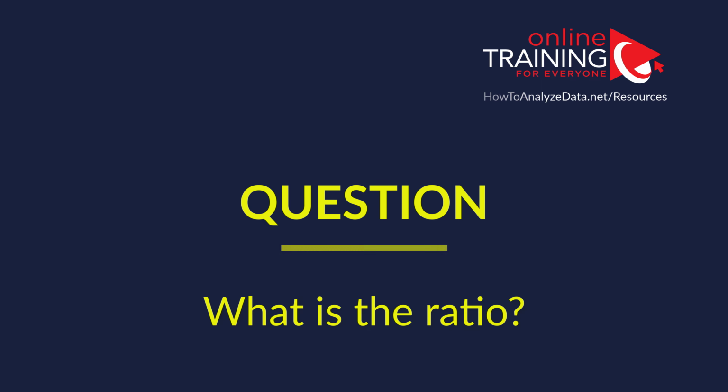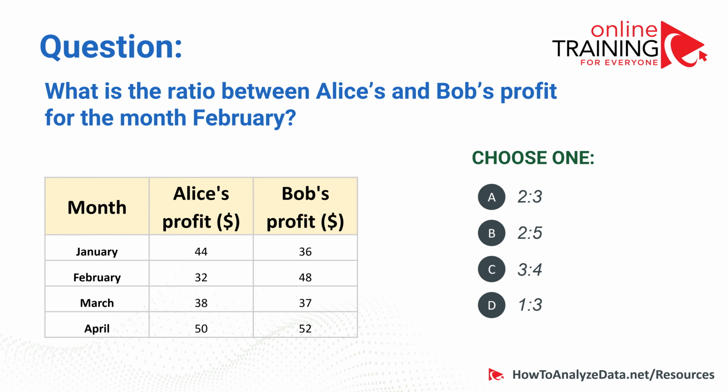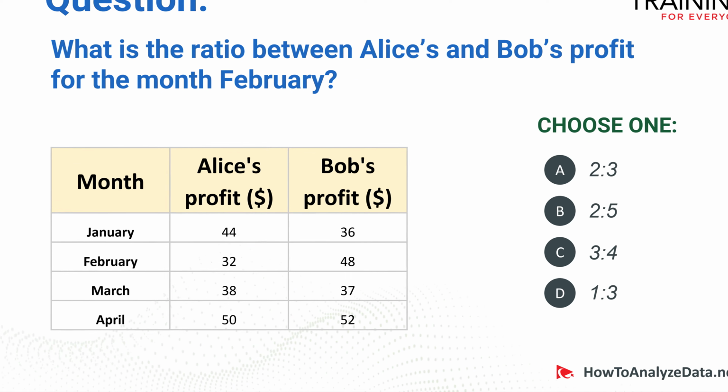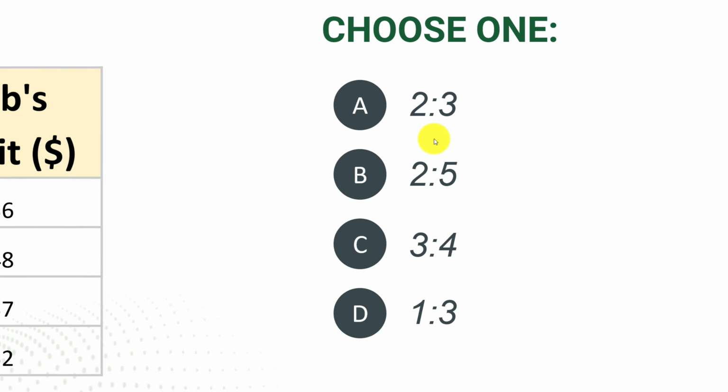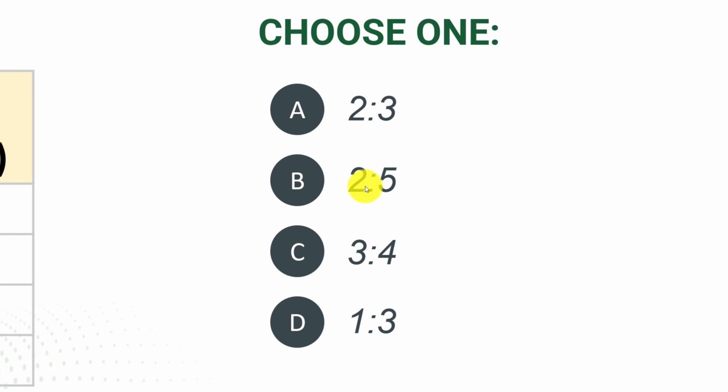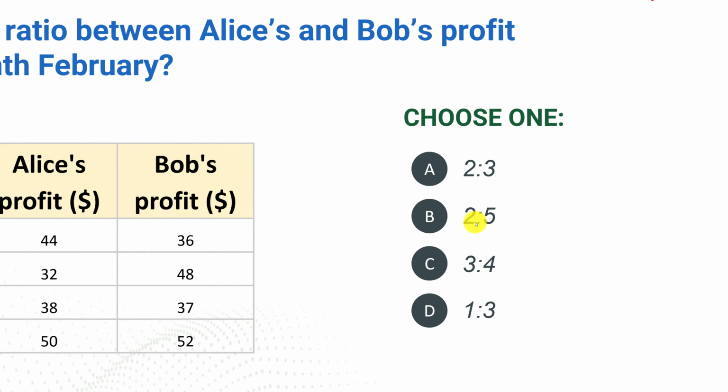Now let's look at the very tricky question, which is frequently used as part of a variety of different tests. What is the ratio between Alice's and Bob's profit for the month of February? And you have a table here which lists 4 different months: January, February, March. You have Alice's profits and Bob's profits. And you have 4 choices for the ratios: 2:3, 2:5, 3:4, and 1:3. Which one do you think is right?